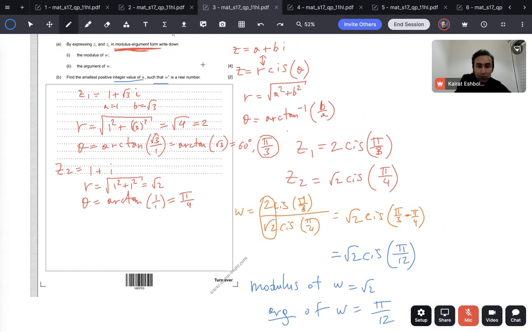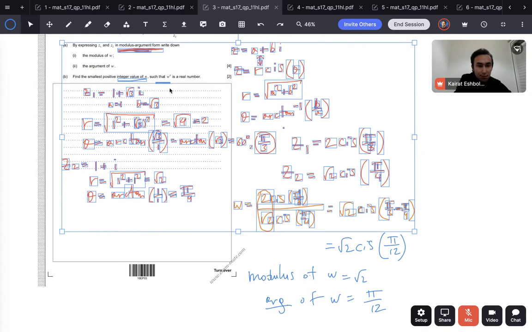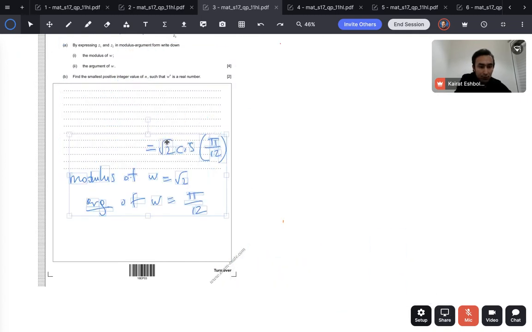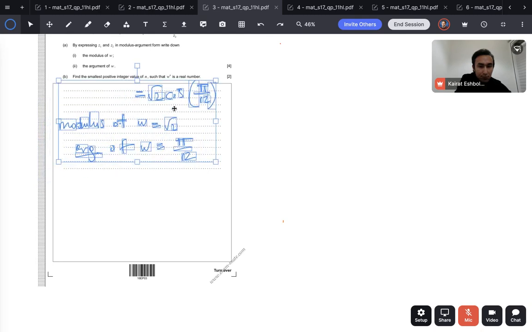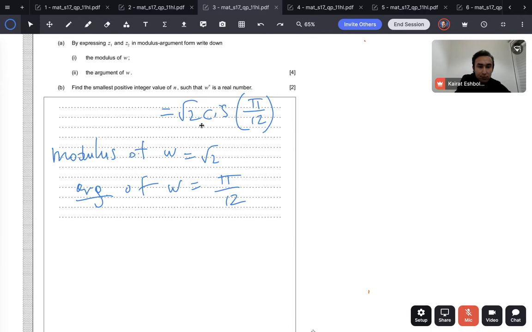Okay, let me actually erase this part. Let's make the screen a bit cleaner. I'm just going to say what we have here for w. So we have found that w is something like this, right? I'm going to move it somewhere here. Now, we see that w is root 2 cis pi over 12.